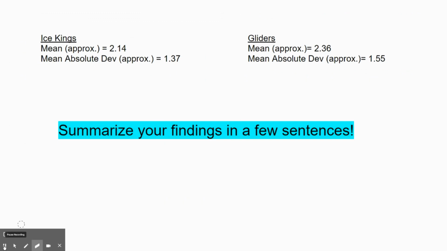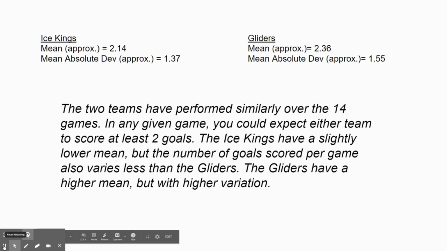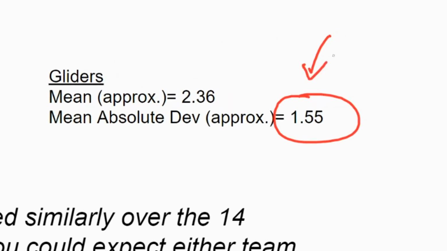Finally, we're going to summarize our findings with the mean and the mean absolute deviation. So you could say something like this. The two teams have performed similarly over the 14 games. In any given game, you could expect either team to score at least 2 goals. The Ice Kings have a slightly lower mean, but the number of goals scored per game also varies less than the Gliders. So notice, the lower the mean absolute deviation, the lower the variation or the variability. The Gliders have a higher mean but have higher deviation. So they were either scoring really high or really low. They had a higher mean absolute deviation. This one is more spread out.